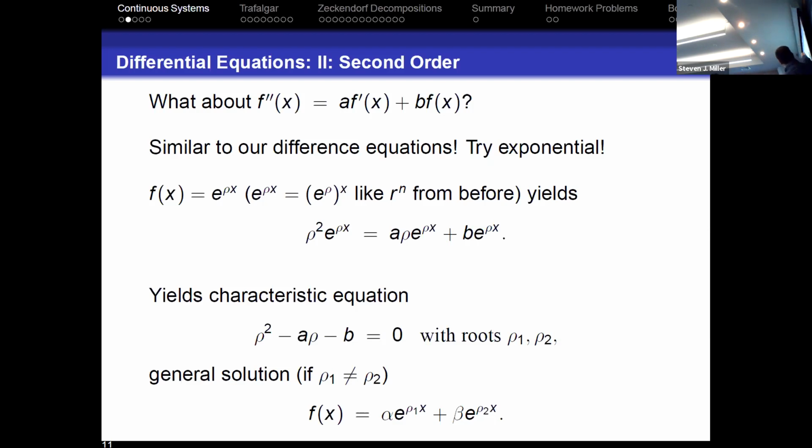And then you can check and see that it works. We have two free parameters, alpha and beta. The rho 1 and rho 2 are forced upon us. And you would get those by the initial conditions. Maybe I tell you your value at 2 moments in time. Or maybe I tell you your value and your derivative at 0. That's frequently how it's given.